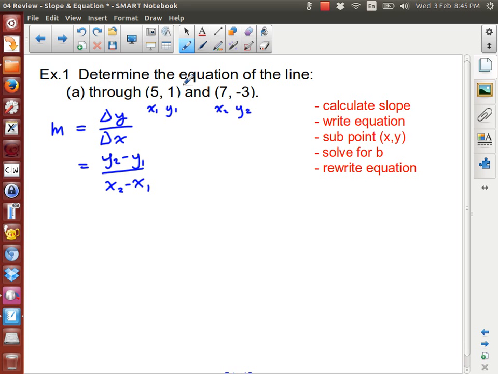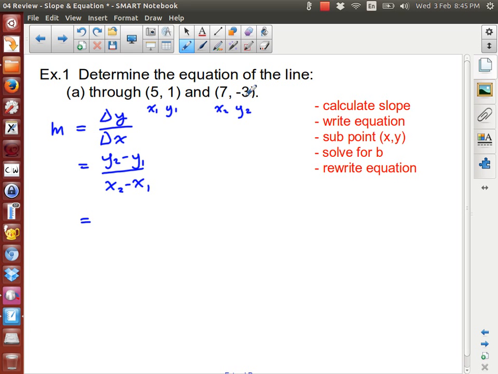I could have said that this was the second point and this was the first point, and my calculation would still work out in the end. So choose whatever is easier for you. Just make sure you're consistent. x1 and y1 have to go together. x2 and y2 have to go together within the point.